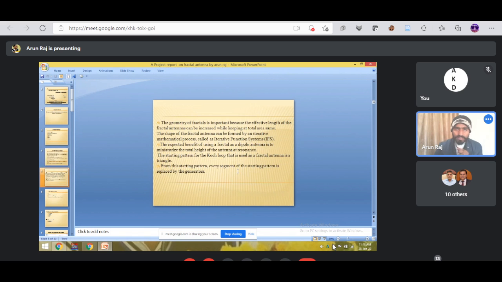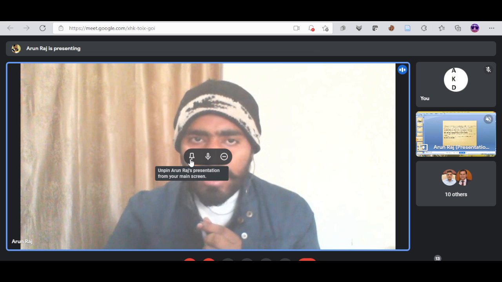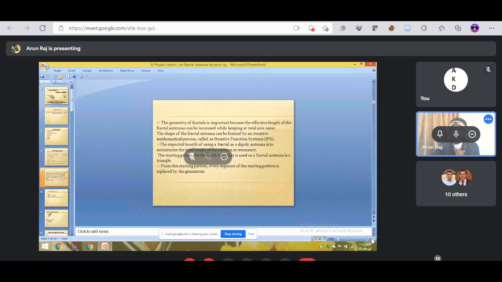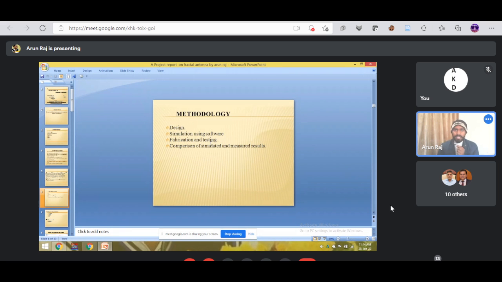Yes sir. Fractal antennas are used for different applications and frequency bands of interest. They are used for multiple frequency bands. The expected benefit of using a fractal as a dipole antenna is to minimize the total height of the antenna at resonance, and the geometry of the fractal is important because the effective length of the antenna increases. The methodology: design, simulation using software, fabrication and testing, and comparison of simulated and measured results.